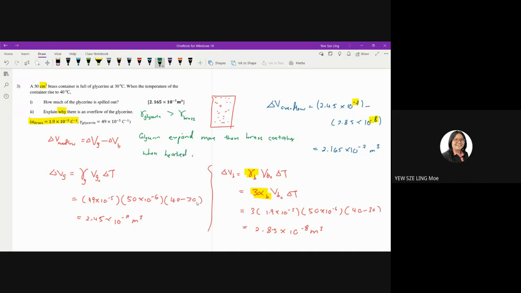So you look at the coefficients of expansion. If you are doing a linear expansion, then you compare the linear expansion coefficients. If you are doing a volume expansion, then you compare the coefficients of volume expansion. That's it, it's very simple. If you understand the meanings of the coefficient, then you should be able to answer most of the explanation questions, right? So that is the answer for question number 3.